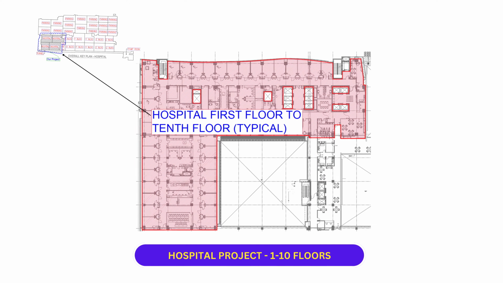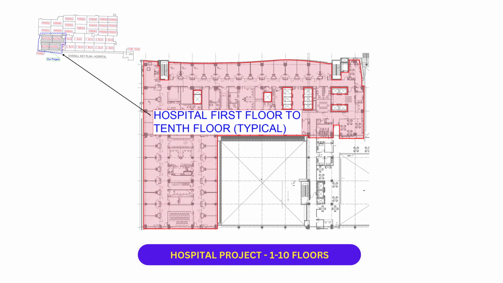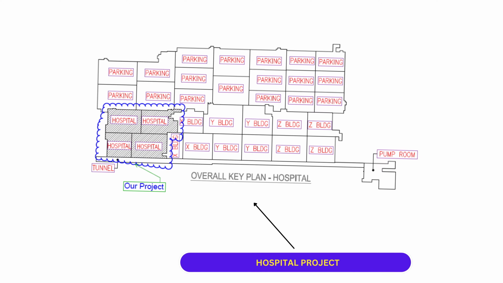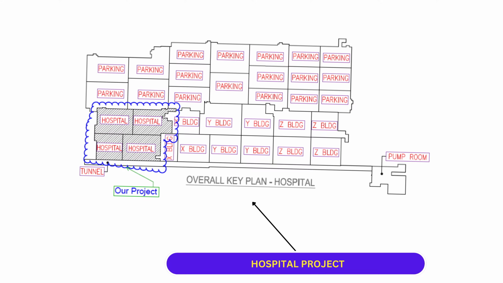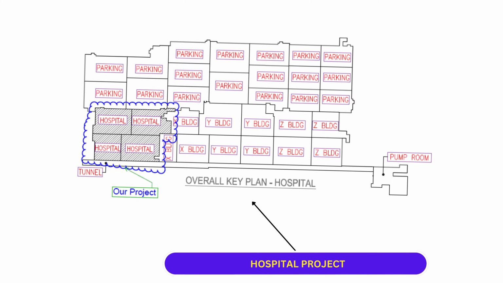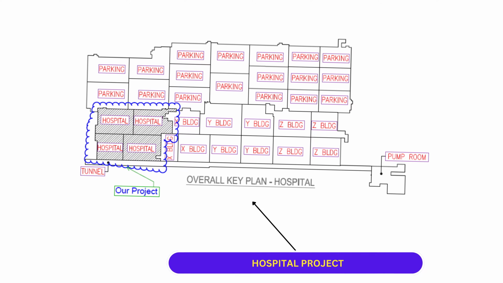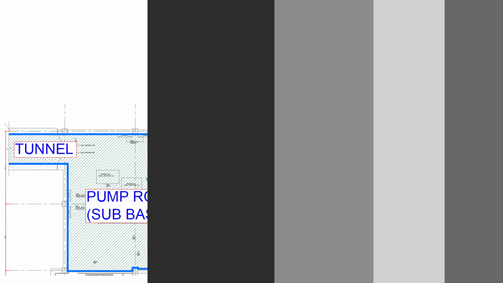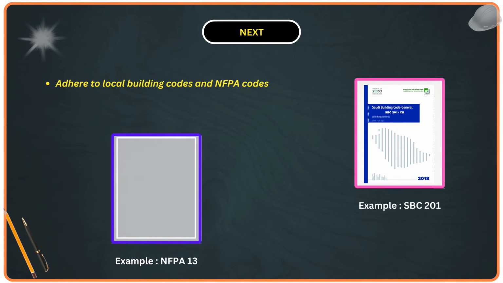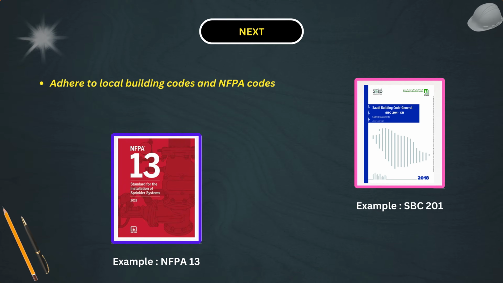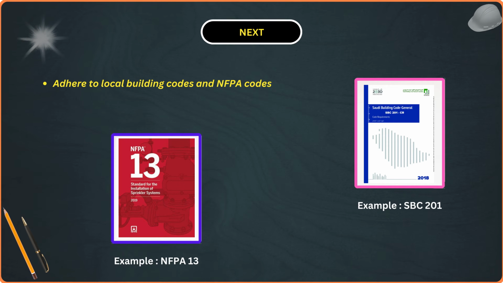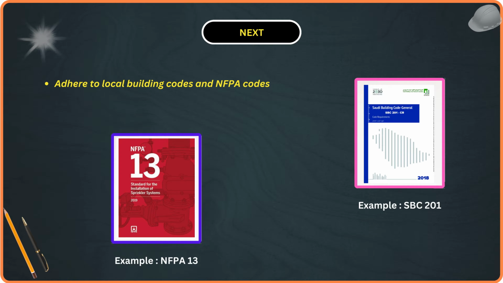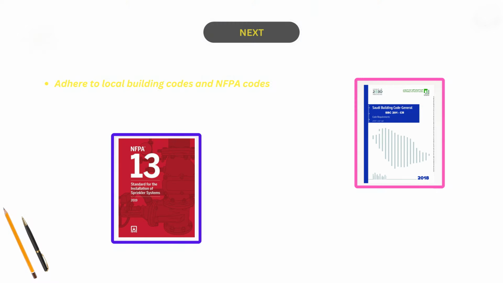It's essential for us to thoroughly analyze the architectural plan and understand how this building will be used in order to determine the hazard classification before we move forward with the design part. So this is the location of pump room. Next, it's vital to adhere to local building codes and NFPA standards before designing the sprinkler system. These codes ensure legal compliance and safety.